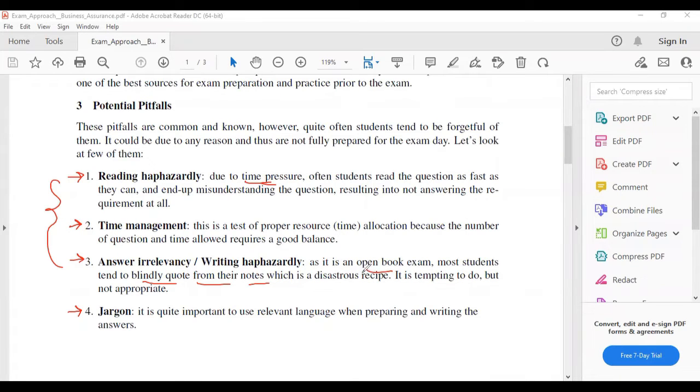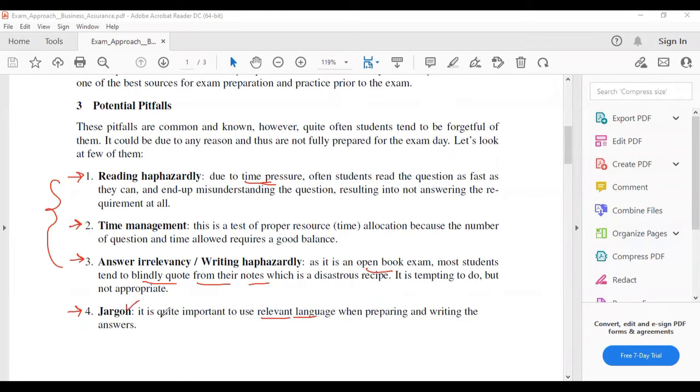So you would have to understand the question, and then you can pick up those important relevant points from your open book notes, and then just tweak it a little bit, make it relevant to the case study. That's very important. You would have to apply your understanding to the case study. That's what QP examiners are looking for, right? And use appropriate language, relevant language.